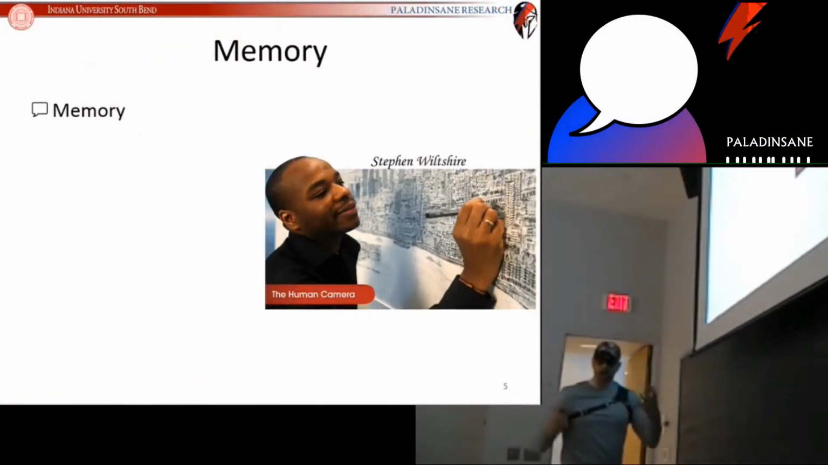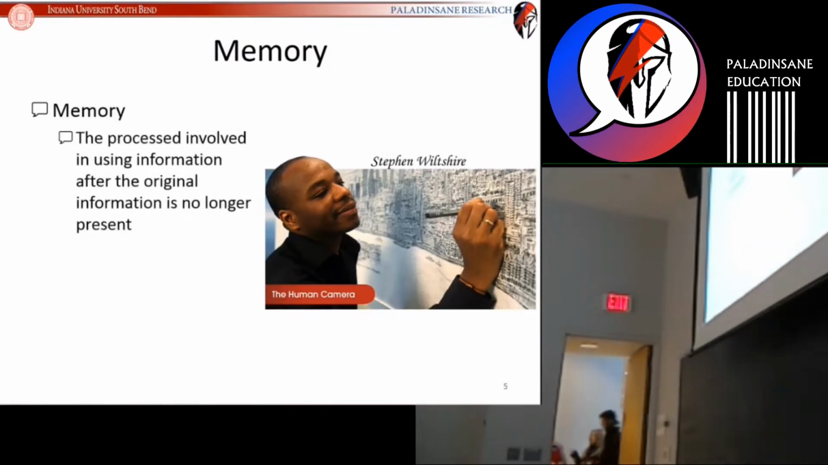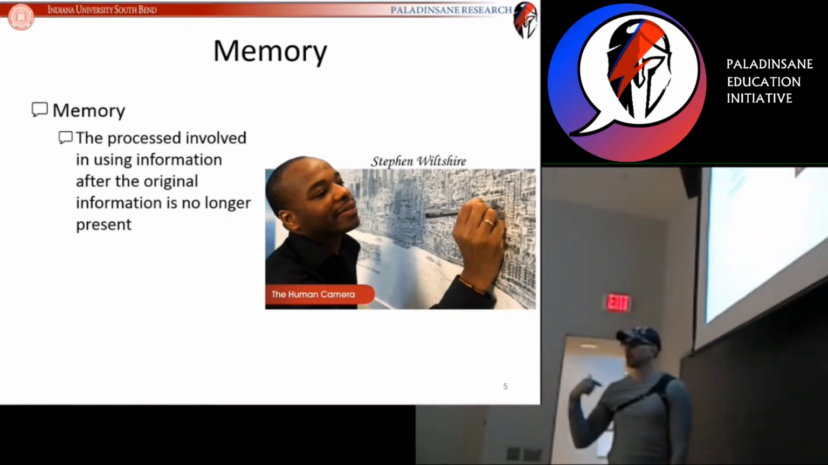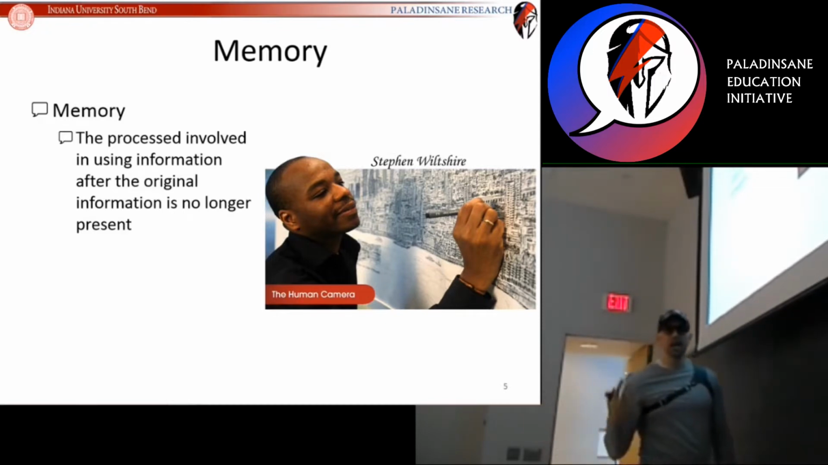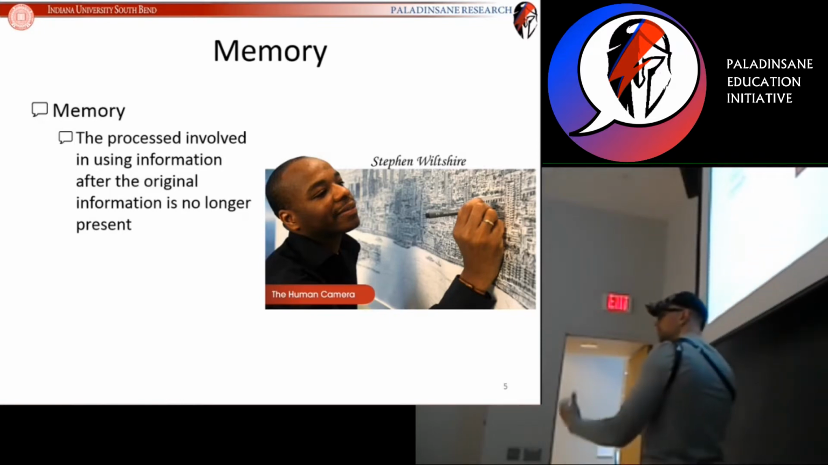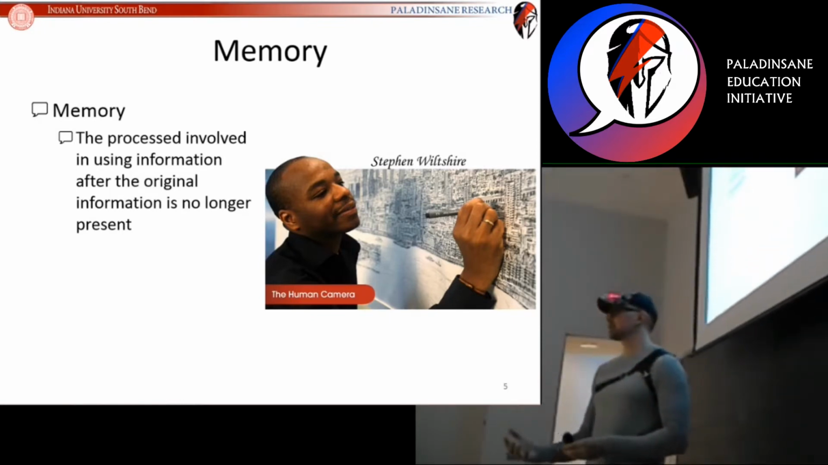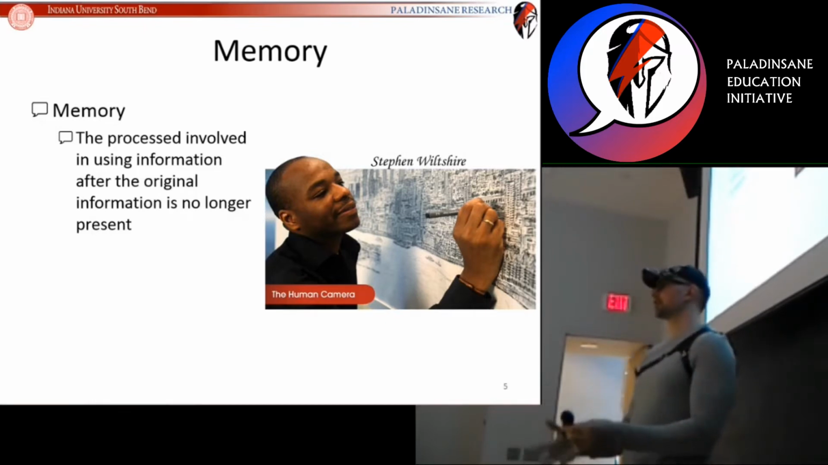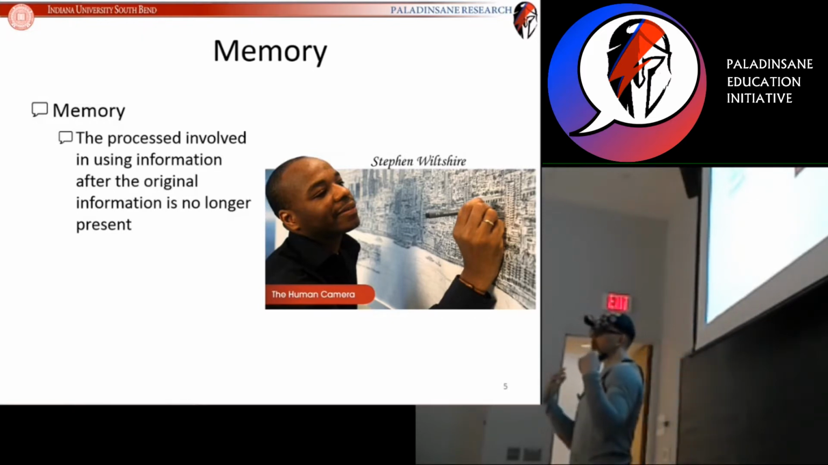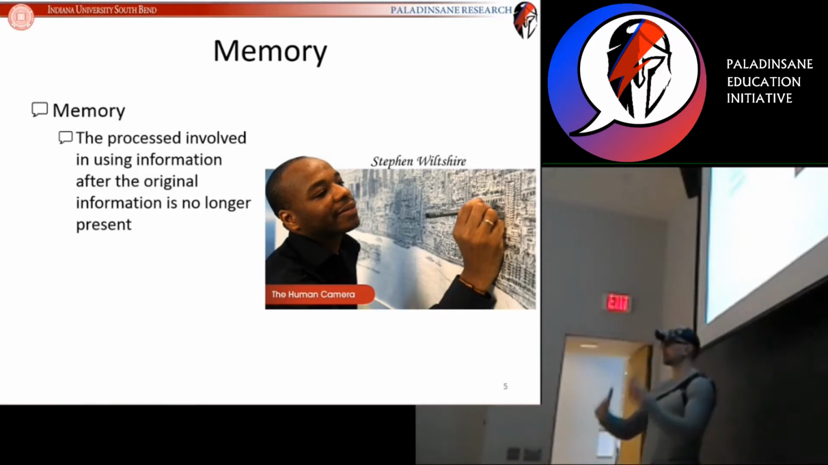So this brings us to our topic of memory. Memory, as defined, is the process involved where you have access to information after the original information is no longer present. So you still have access to a representation of the information, however, the original information is not present. So it's basically what you have access to after perception is done. Perception is the representation that you have access to when the information is present.